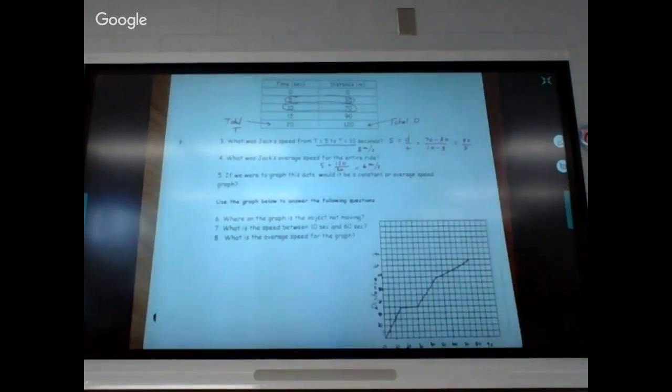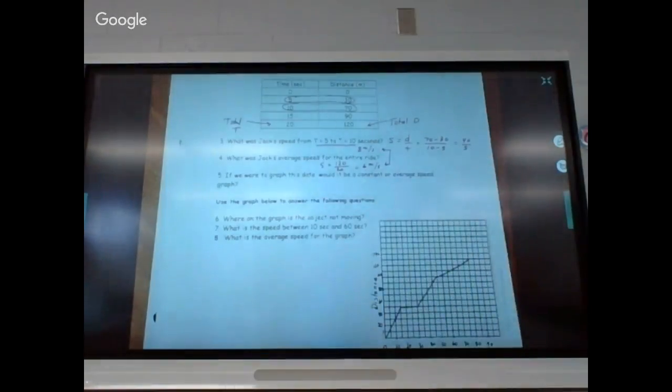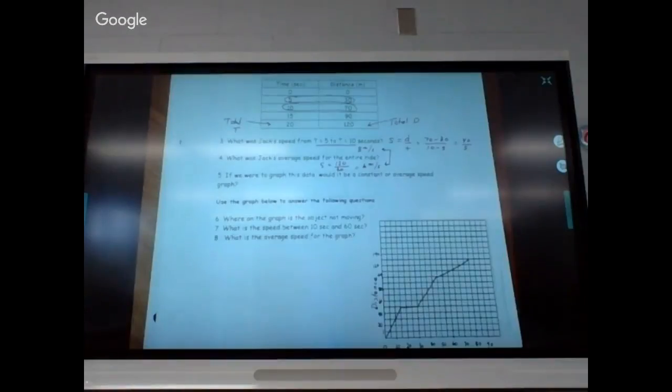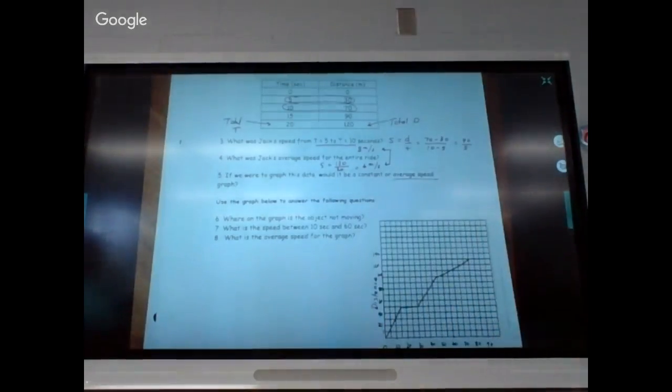Now, in number 5, when I ask if it's constant or average speed, what can you tell me about those 2 numbers? Are they the same or are they different? They're different. One's 8, one's 6. If it's constant speed, what do all the numbers have to be? The same. So is it average speed or constant speed? It's average speed. You don't even have to graph it.